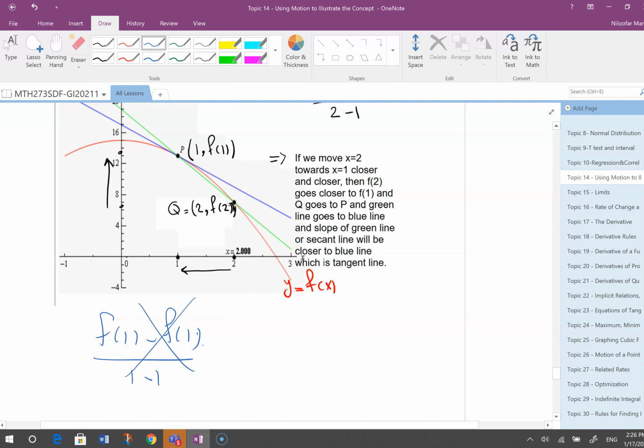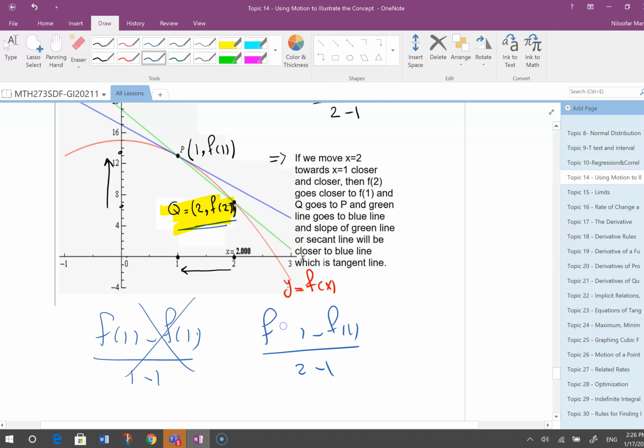So how about if I talk about another point, which is (2, f(2)). Look at this, 2 and f(2). Instead of the blue line, I make a green line, which is a second line. The blue line is the tangent line. Then I find the slope of the second line, the green line. The slope of the green line is f(2) minus f(1) divided by 2 minus 1.